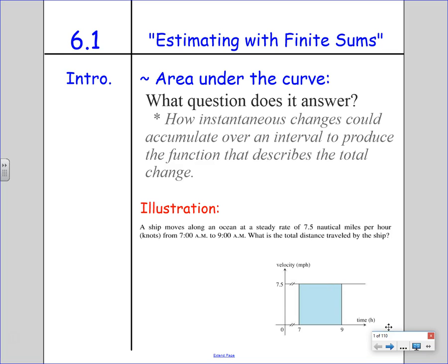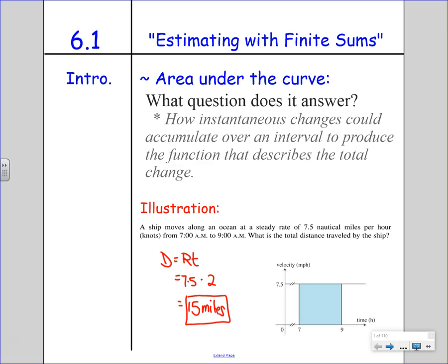Interesting. Alright, so the illustration is the one that's down below that you guys should have had ample time to write down. A ship moves along an ocean at a steady rate of 7.5 nautical miles per hour, aka knots, from 7 a.m. to 9 a.m. What is the total distance traveled by the ship? 2 hours. This is easy. It has a constant rate and it has a time. So therefore, distance equals 2 hours times 7.5. You're going to multiply the 7.5 nautical miles per hour times 2, and you're going to end up with 15 miles that it's traveled.